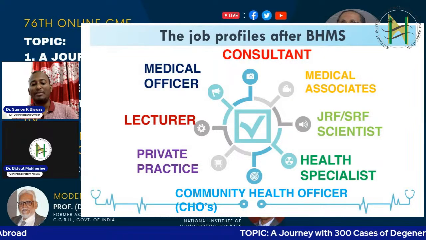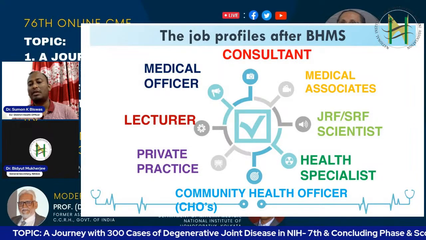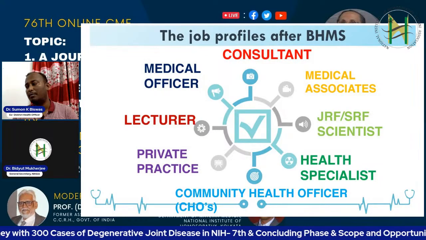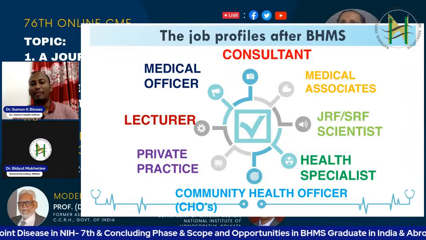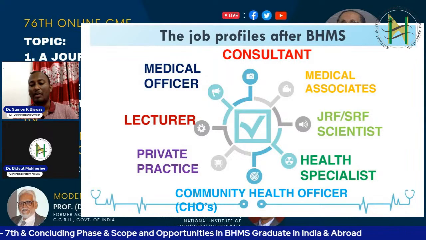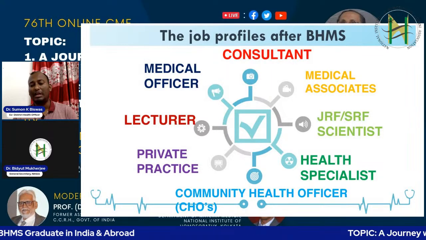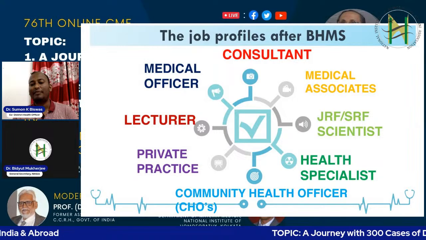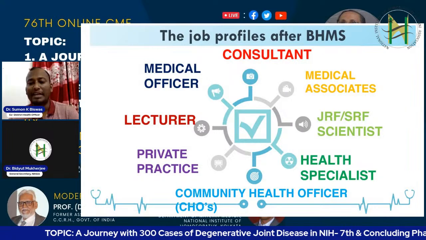a BHMS graduate can work as a community health officer, the CHO, and health specialist. Also, health specialist also requires some specialization in different fields. You can go for diplomas, several other fellowship programs, and others. I will be talking about what opportunities we have in that field, and GRF and SRF, and so many other institutes are also providing GRF and SRF.